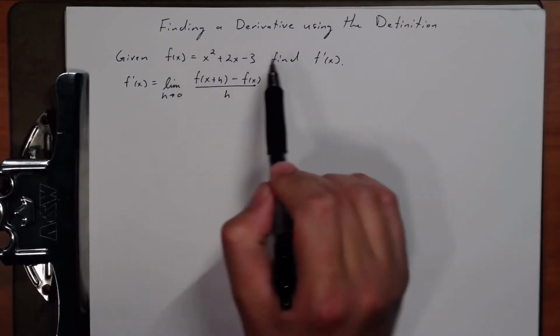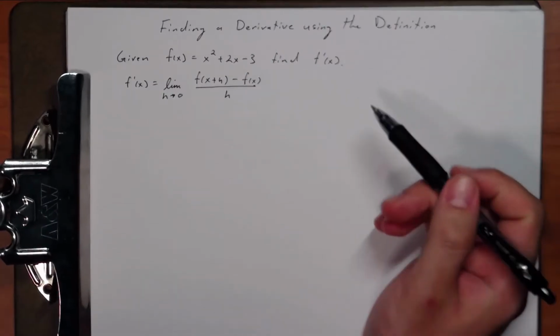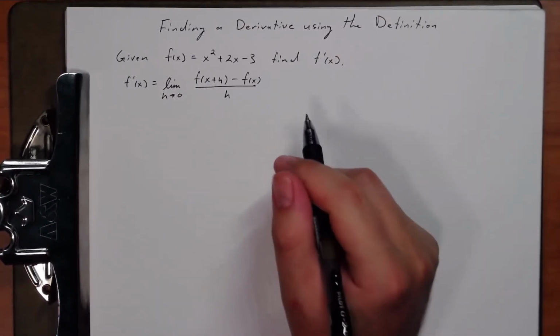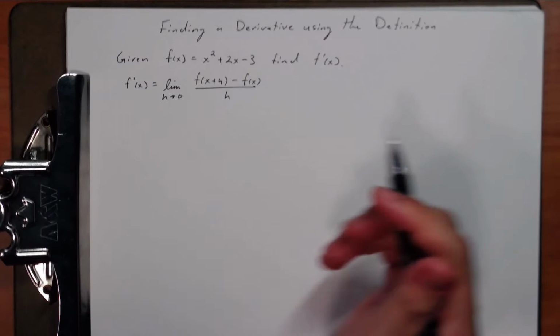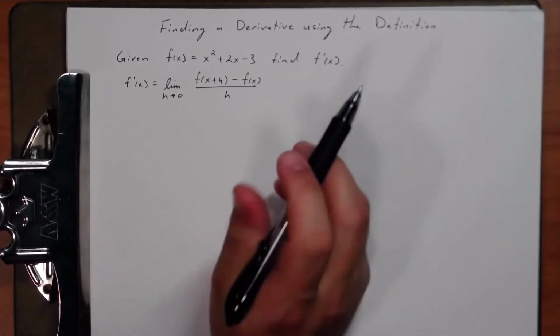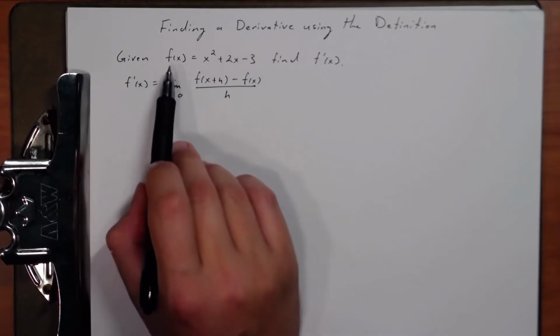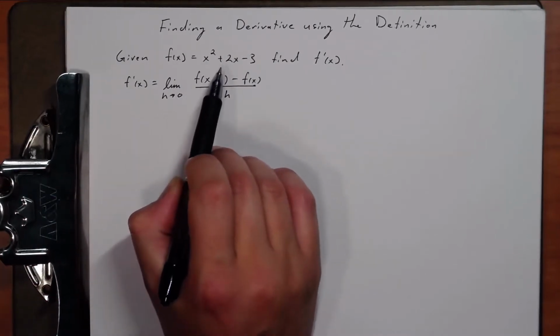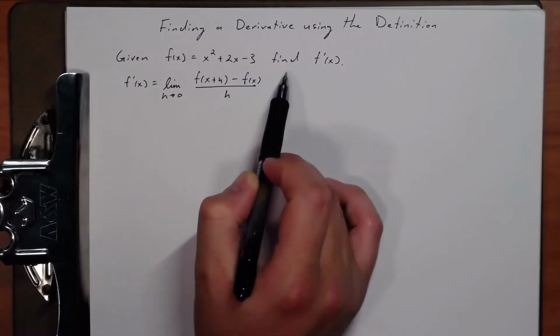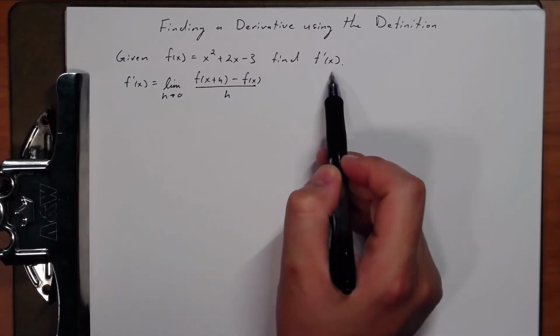Here we're finding a derivative using the definition. At this point in the course, we don't know many rules about derivatives, so what we're going to do is just apply the definition pretty directly. Here we're given the function f of x is equal to x squared plus 2x minus 3, and we're asked to find f prime of x.